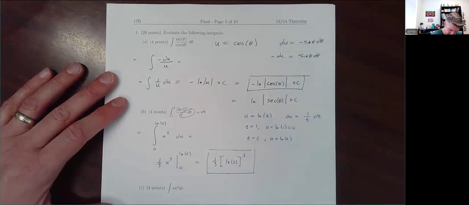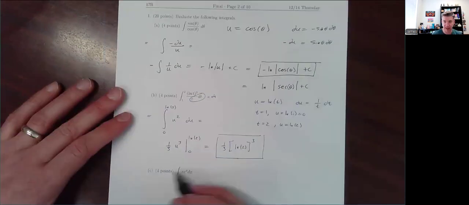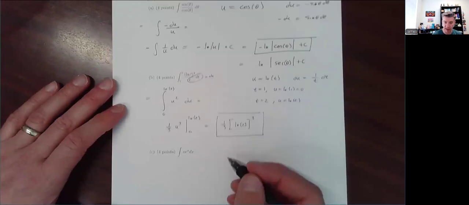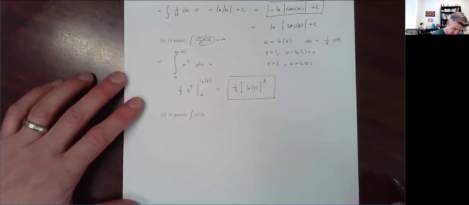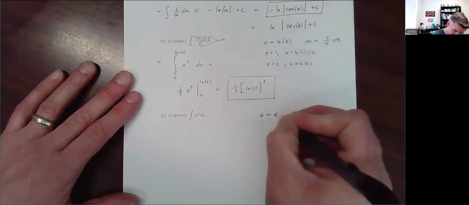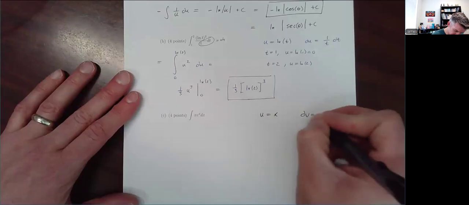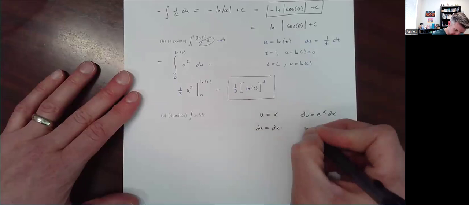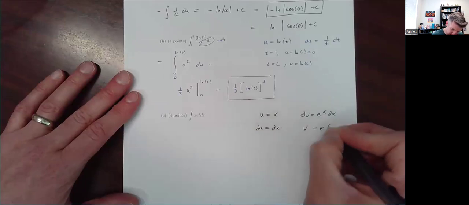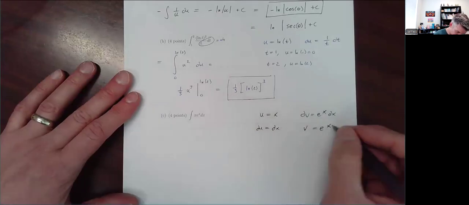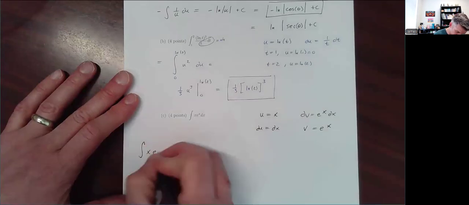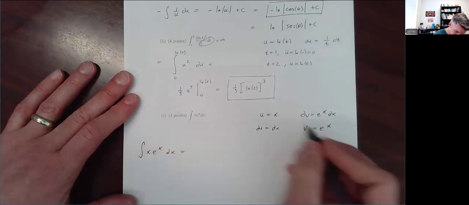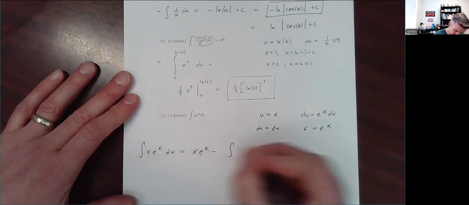All right, let's look at this next one. Integral of x e to the x. That certainly bears the hallmark of an integration by parts problem. So we're going to let u equal x, dv is the rest, du is 1 times dx. The antiderivative of e to the x is also e to the x. So our integral of x e to the x dx is equal to u times v minus the integral of v du.